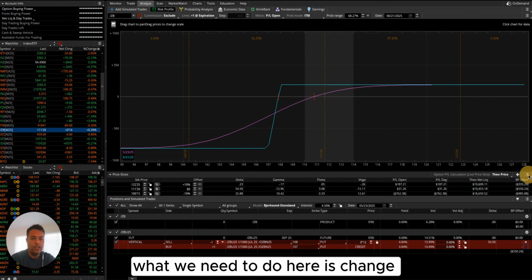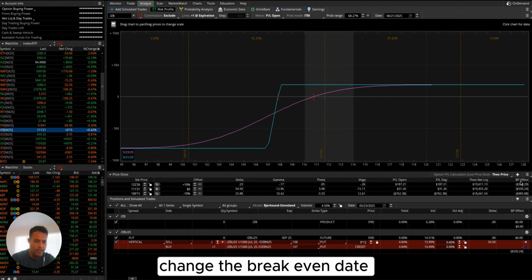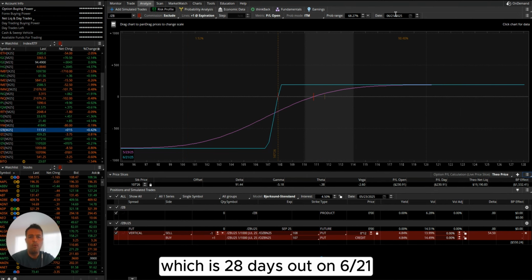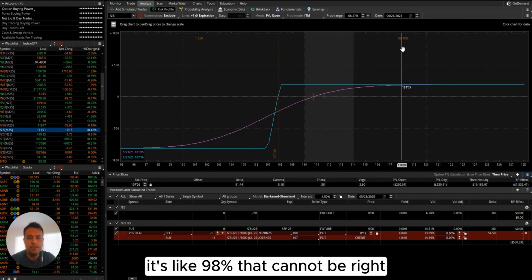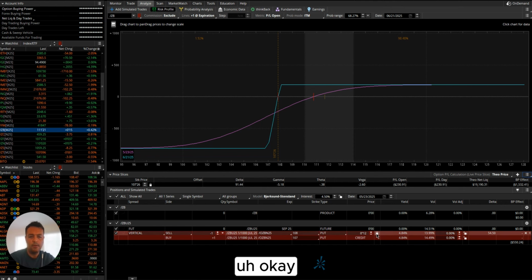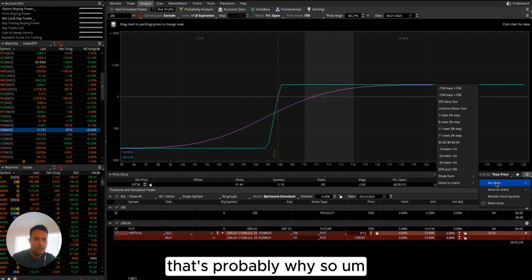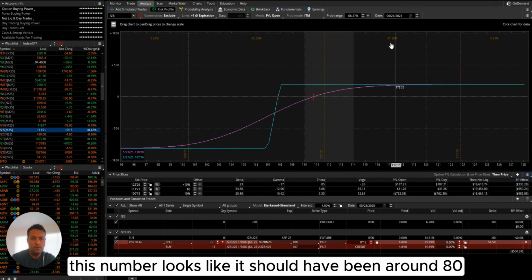So what we need to do here is change the break-even cycle, change the break-even date to match our break-even date, which is 28 days out on 621. Make sure this date is 621. This number looks a little off. It's like 98%. That cannot be right. Okay, now it's trading at 10 ticks. That's probably why. So let's take a look, this number looks like it should have been around 80-85%.